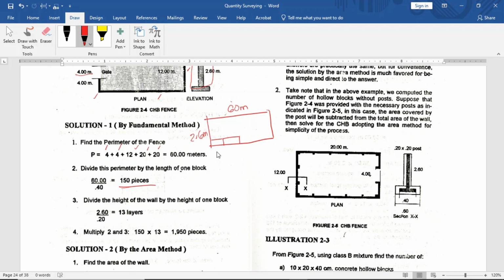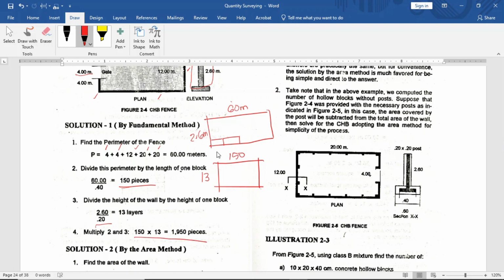So, divide the height of the wall by the height of one block. So, 2.6 meters divided by 0.2 is equal to 13 layers. So, parang rows tsaka columns lang pag nag-aano tayo. So, kung meron tayong 150 pieces dito para sa length, tapos may 13 layers naman tayo para sa height. So, 13 by 150 is equal to 1,950 pieces.